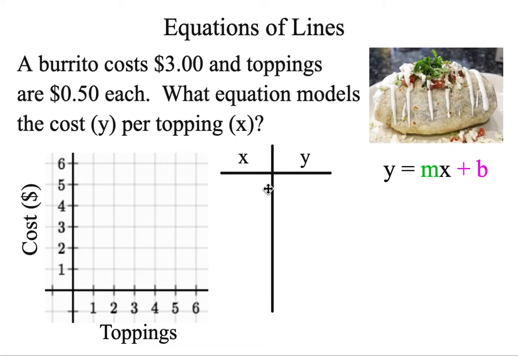The goal is we're going to make a table, then use that to build a graph, and use that graph to then create an equation. So our goal is to fill in values of m and b over here. To start, x is topping, so let's start with 0 toppings. We know that's going to cost $3, and then we can use that point on here. Notice 0 toppings is here, then we go up 3 and put a point.